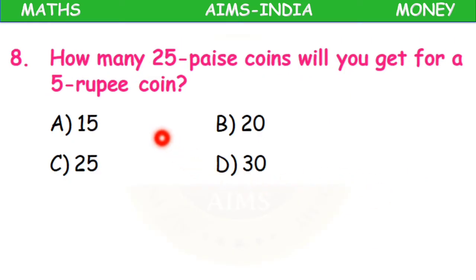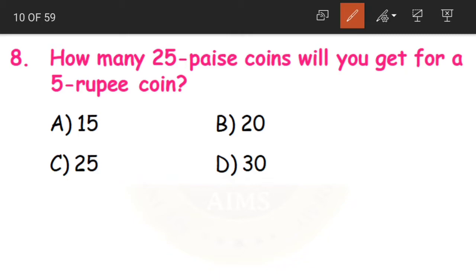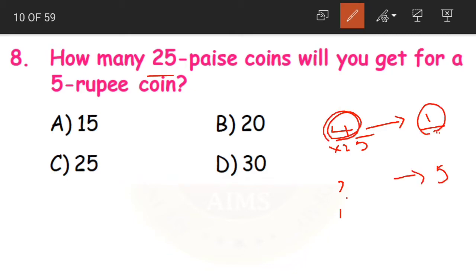Next question. How many 25 paise coins will you get for a 5 rupee coin? This might seem a little bit tricky, but it is actually very easy, children. We already know that 4 25 paise coins make 1 rupee. Now how many 25 paise coins will make 5 rupees? So to find out this, what should we do? 4 into 5. Yes, 4 for 1 rupee into 5.